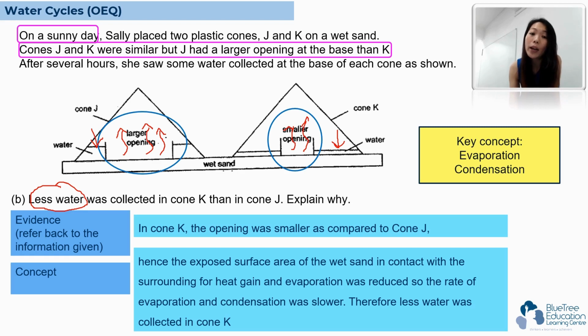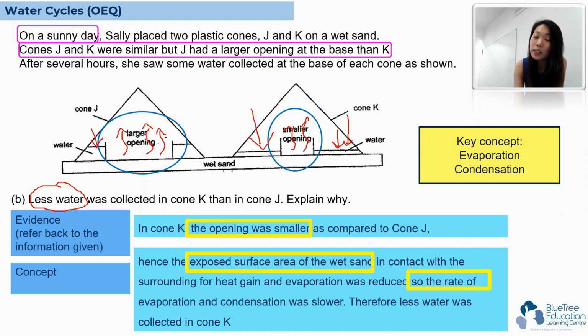That's the reason why you have less water collected here in cone K, because of the exposed surface area in the middle, which has a smaller opening. And of course, I need to let you recall the keywords again. So you realize that in the topic on water cycle, keywords are very important. Now, I suggest you take a journal to write down all the keywords that you are familiar with in the topic on water cycle.